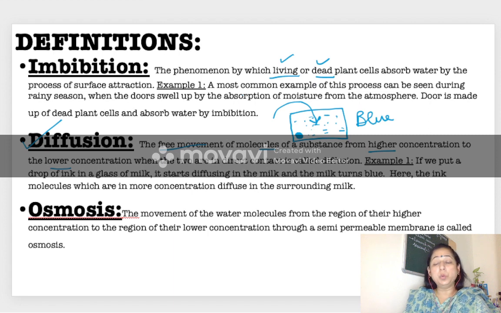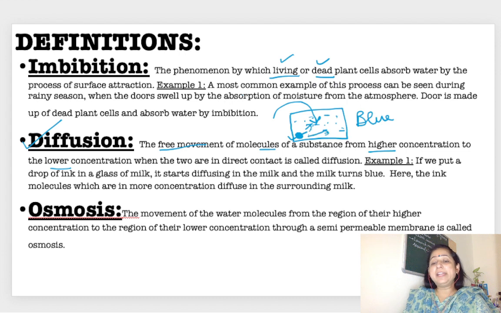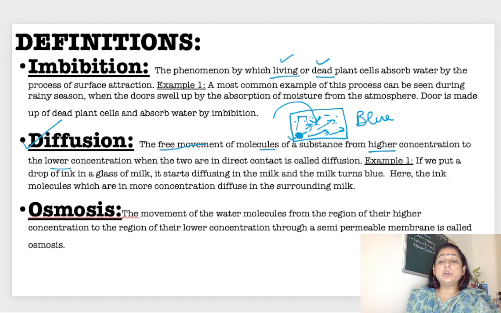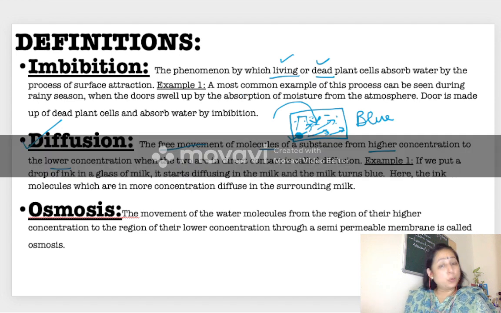Why will the water turn blue? Because the molecules of the ink which were in higher concentration have freely moved into the parts wherein the dye molecules were less. Fine. So free movement. Herein we are not talking about any semi-permeable membrane. We are not talking about any other membrane. We are talking about the free movement of the molecules. Now this diffusion can take place in gases, in water, and in solids as well. Fine. So diffusion is wherein the molecules are in direct contact. They don't need a medium in between.